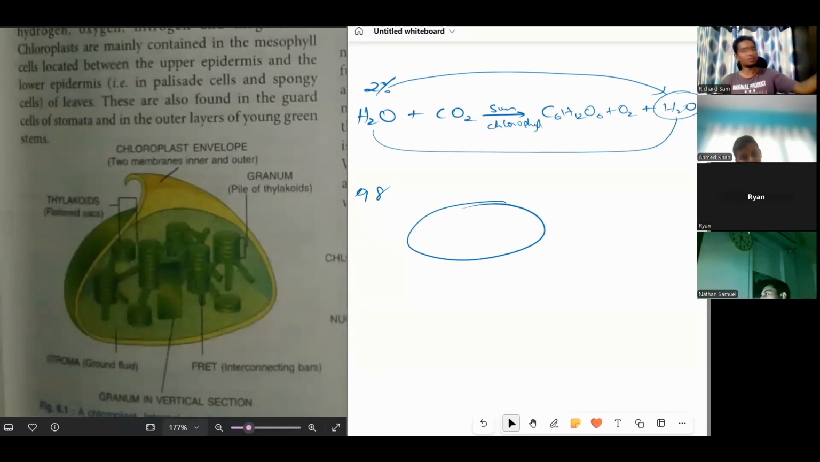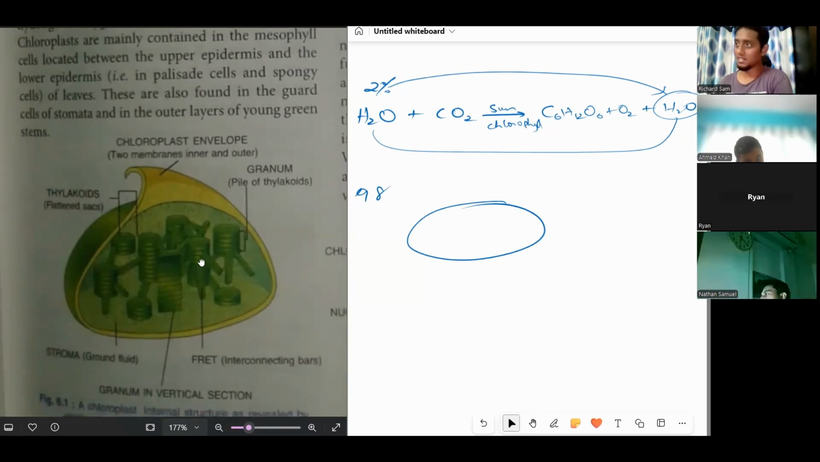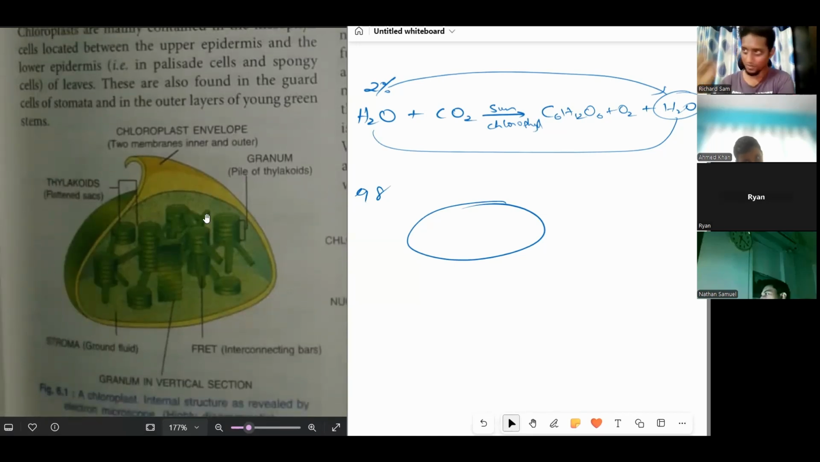Okay, so what is this diagram of? What's this full thing? Plastid. Which plastid is this? It's the chloroplast. There are three types of plastids. We are studying only about one plastid, which is the chloroplast. So chloroplast has this ground substance, ground fluid, which is called the stroma. These flattened stacks called thylakoids. And the group of the whole stack together is called granum. And plural of granum is grana. The grana are connected to each other with these interconnecting bars called fret.